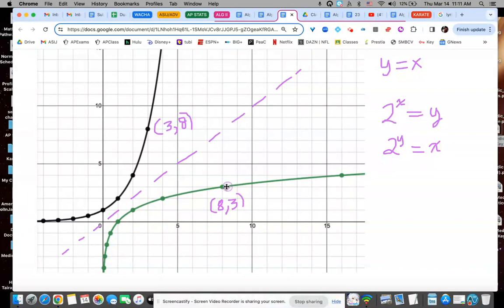Right there, right? So this point right here is (8, 3). Hopefully that makes sense, and I could do the same with all these. This is (2, 4), so I would graph (4, 2). This is (1, 2), so I would graph (2, 1) for the inverse. This is (0, 1), so I graph (1, 0) for the inverse.